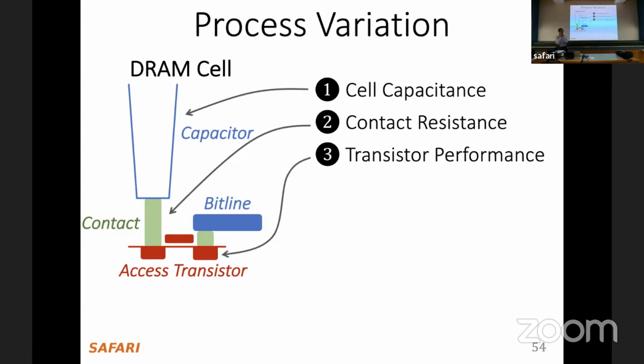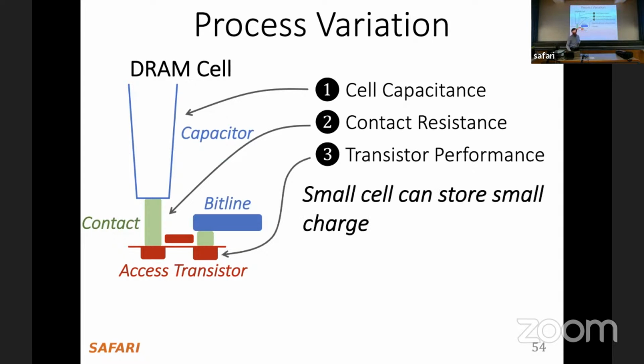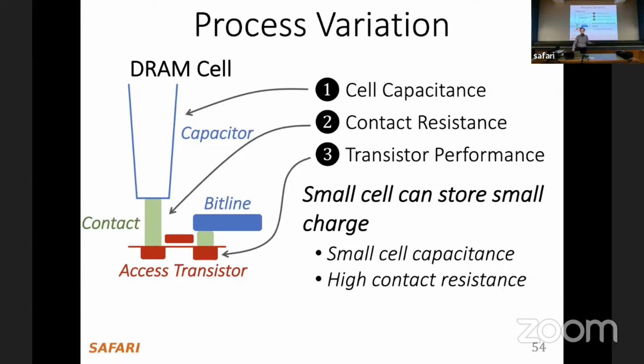They're all important for latency, actually. And a small cell that can store small charge really means that you have small cell capacitance, high contact resistance, and a slow access transistor. This is the worst case, basically. Capacitor is bad, let's say small. Resistance is really bad in the contact, and access transistor is also slow. If all of those are slow, that's probably your slowest cell.